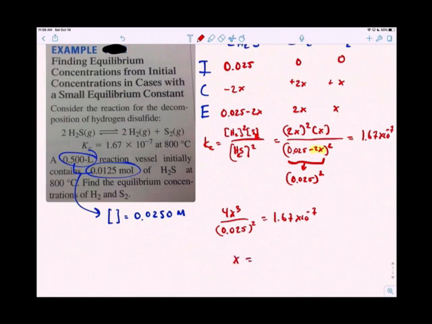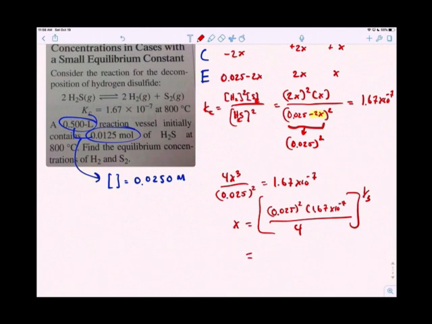That means x is going to be equal to 0.025 squared times 1.67 times 10 to the minus 7 all over 4 taken to the cubed root. So that's solving for x there, and then you put that in your handy dandy calculator and you get x equals 2.97 times 10 to the minus 4. So, okay.